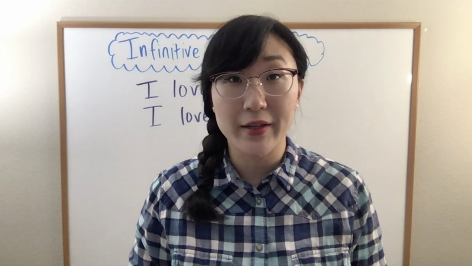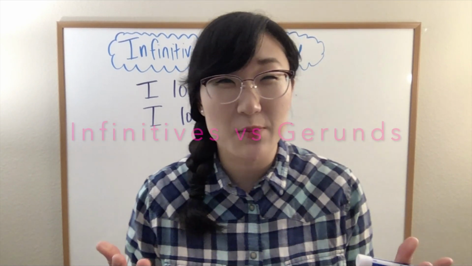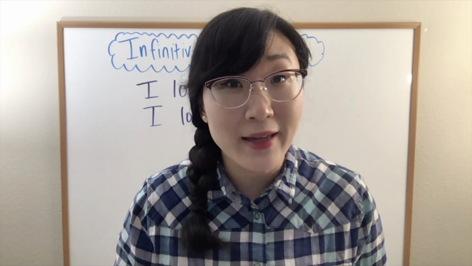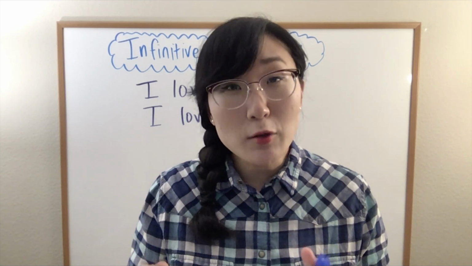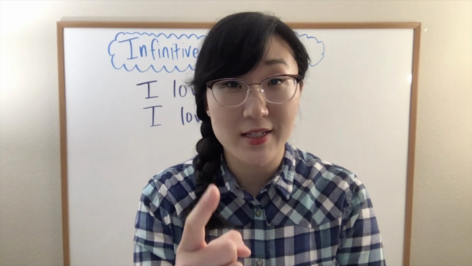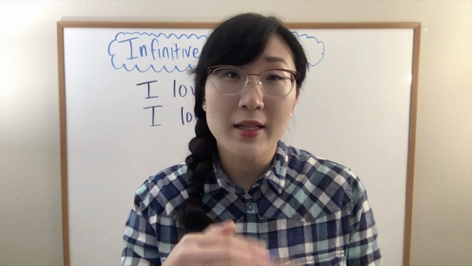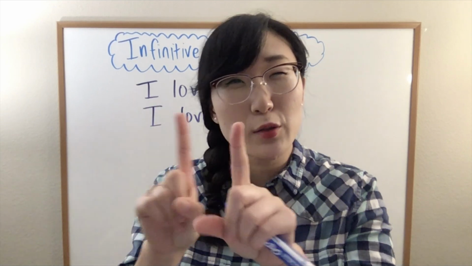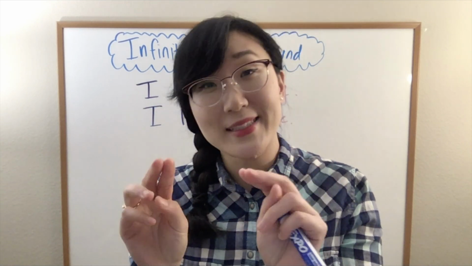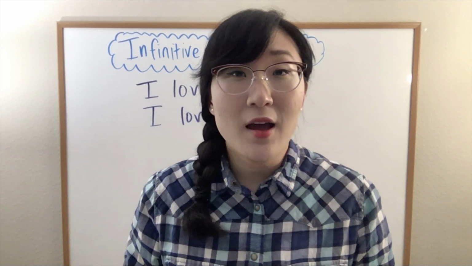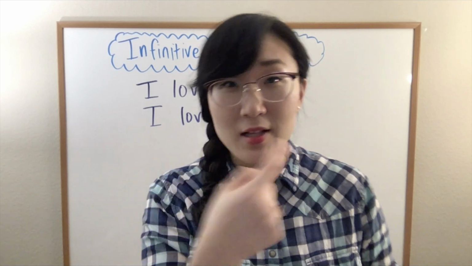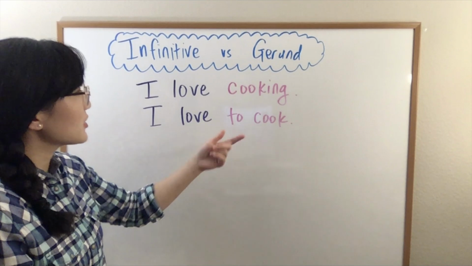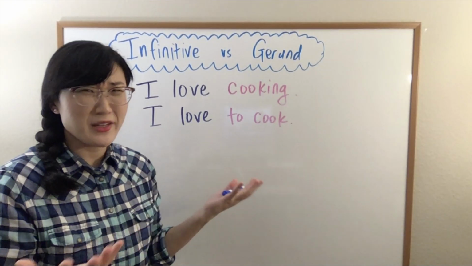In today's video, we're going to be talking about the difference between infinitives and gerunds. Now, if you are a beginner ESL learner, usually you have one verb per sentence, right? Now, let's take it to the next step, a little bit more advanced, where you want to include two verbs or two ideas into one sentence. How do we do that? Let's look over here. I love cooking. I love to cook. What is the difference?